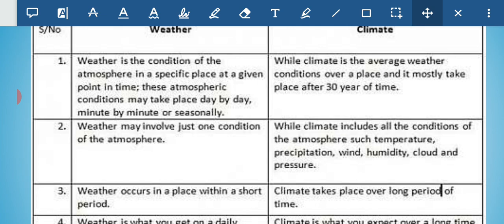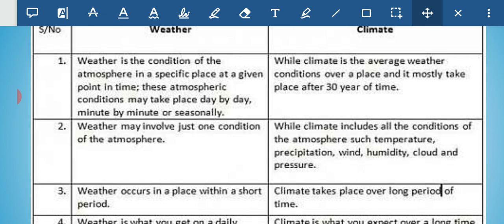But climate is an average weather condition over a place. It mostly takes place over 30 years of time or more than that. So it is an average. Now if I am moving from Jammu and Kashmir to Kanyakumari, it is basically the rainy season that has approached. So whether it is Jammu and Kashmir or Kanyakumari, the entire country is under the influence of that one single season, that is the rainy season. And this comes under the category of climate, that is monsoon climate.